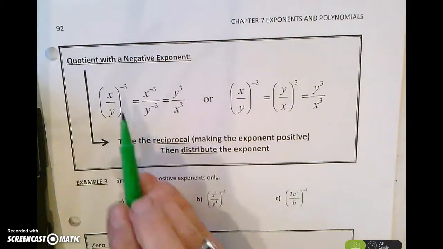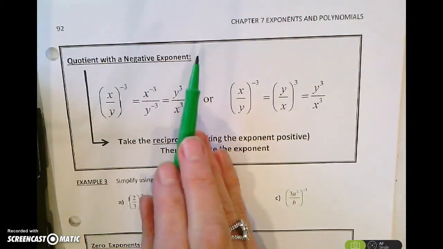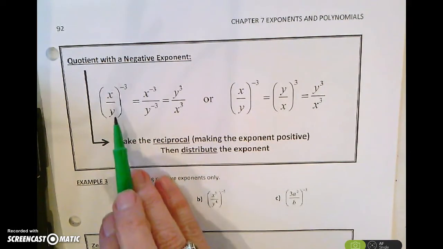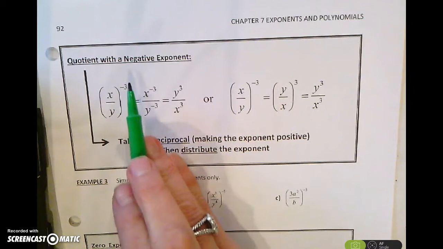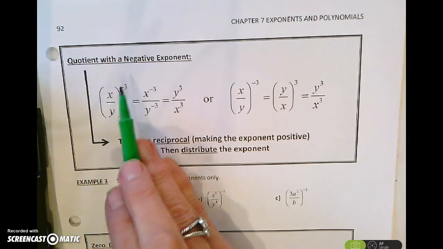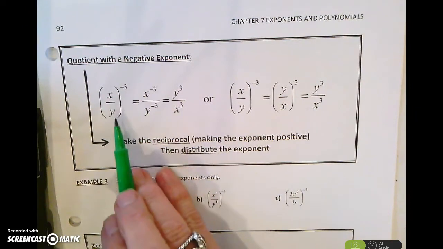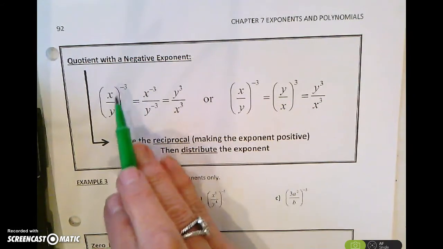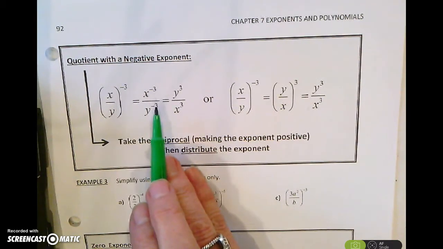On our next page, we take a look at quotients with a negative exponent. For example, here's one. We have a quotient, x over y, and the entire quantity is raised to the negative 3 power. Now, we learned earlier that if we have an exponent outside of a parentheses, then we will raise both the numerator to that power and then the denominator to that power.